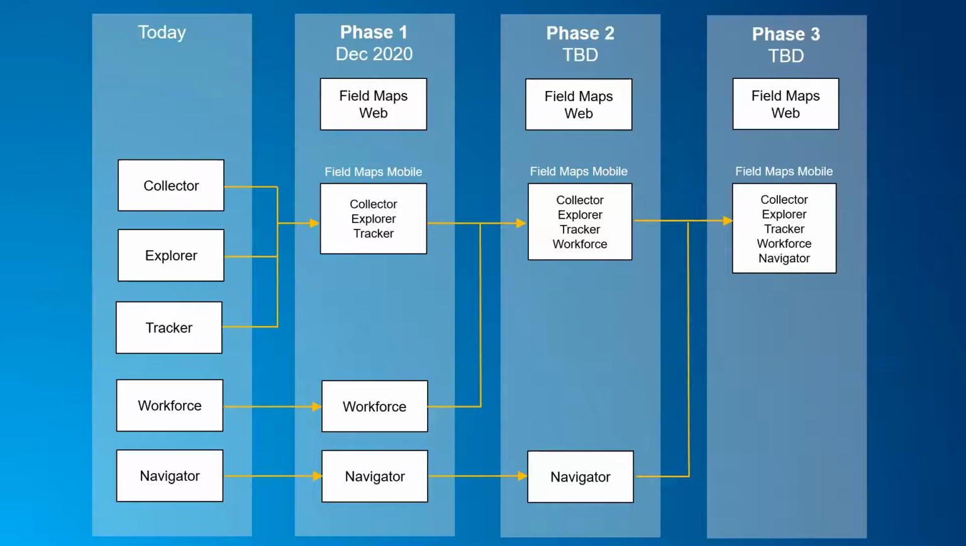So this is the phases in which the future applications would be rolled in, the other applications would be rolled in. So right now we have Collector, Explorer, and Tracker rolled into Field Maps. It was released in December 2020. We've made some updates to it recently.